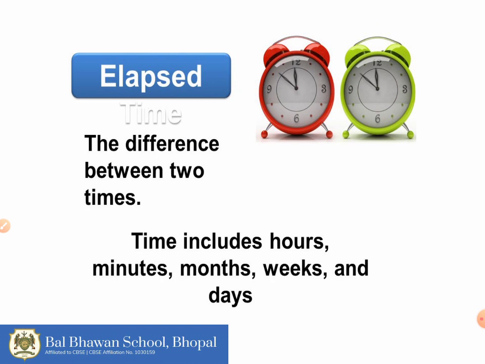So elapsed time is the difference between two times. It means it is the duration of the activity. The time at which you went out to play was 4 p.m., was your start time. The time at which you came back home was 6 p.m., which was the end time. And the difference between these two times is called elapsed time, which is 6 minus 4 equals to 2. So elapsed time is read as duration of an activity. The time includes hours, minutes, months, weeks or days.